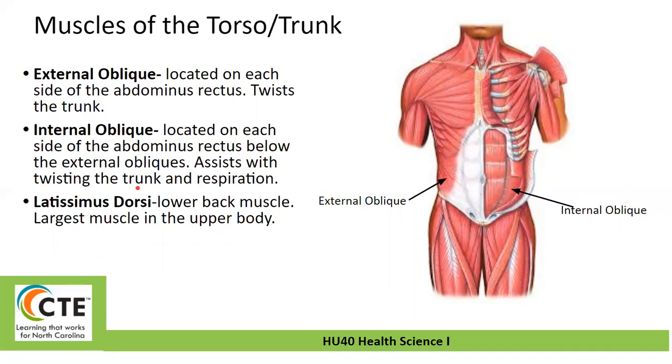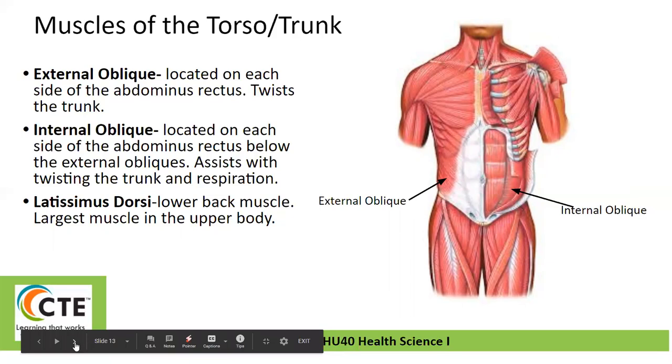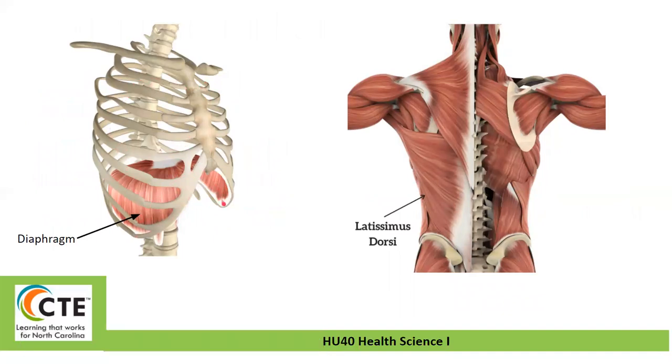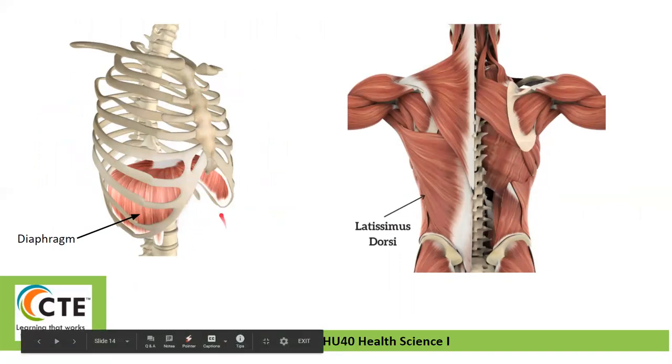It assists with twisting the trunk, and it also helps a little bit with respirations. The latissimus dorsi is on my next slide. It is the largest muscle in the upper body. It's actually a lower back muscle. So here's our diaphragm. This is our rib cage. Our thoracic cavity is in there. The diaphragm sits right there, and it separates, again, the thoracic cavity from the abdominal pelvic cavity.